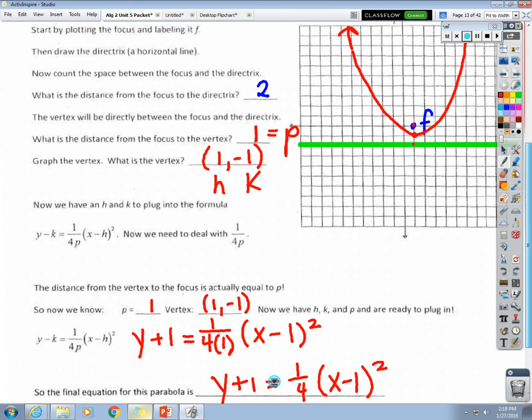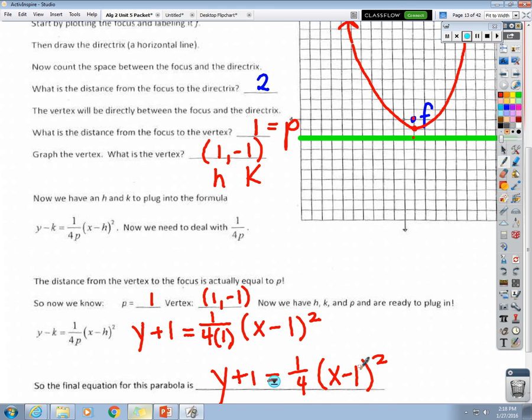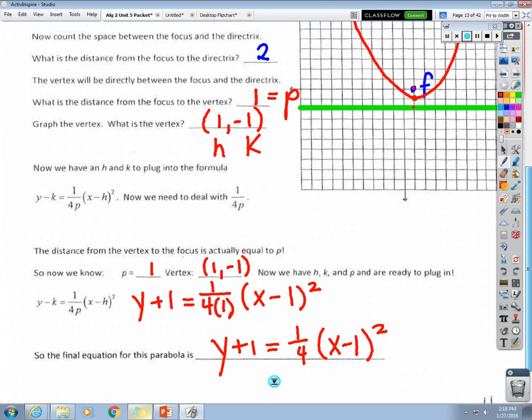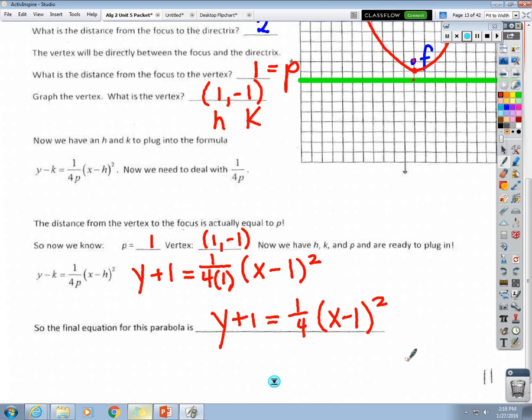But say you wanted to check it. Say you wanted to put this in the graphing calculator and see if your parabola was located in the right place. What could you do quickly to be able to graph this? Right now it's y plus 1. Have we ever typed in y plus 1 equals on the graphing calculator? Couldn't we quickly just move the 1 down here to the end by subtracting it over, and now y equals 1/4 times (x minus 1) squared minus 1?